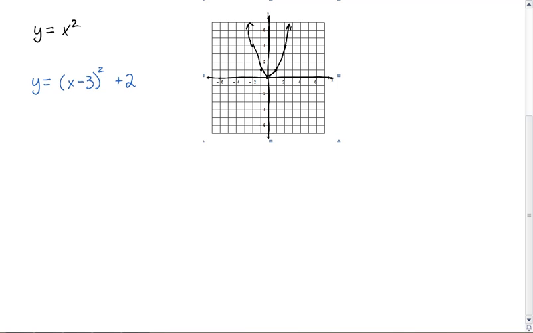Now, we understand translations, right? We know how to move things around and flip it and make it wider and shorter. So pay attention to vertex form here. What is this going to do to my graph? When I subtract 3 from the x, what happens? Hopefully you said it moves 3 spaces to the right. And so any point on my graph is going to move 3 spaces to the right. Now what is this plus 2 going to do? Hopefully you said that makes it move 2 spaces up, because if you didn't say that, you're wrong.